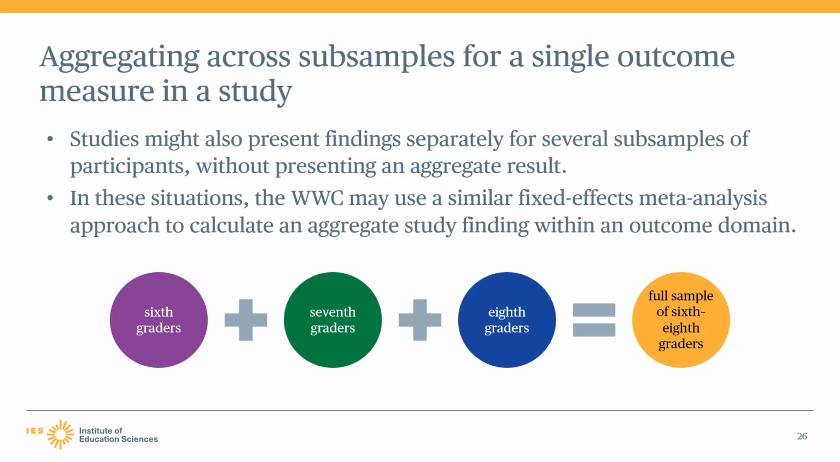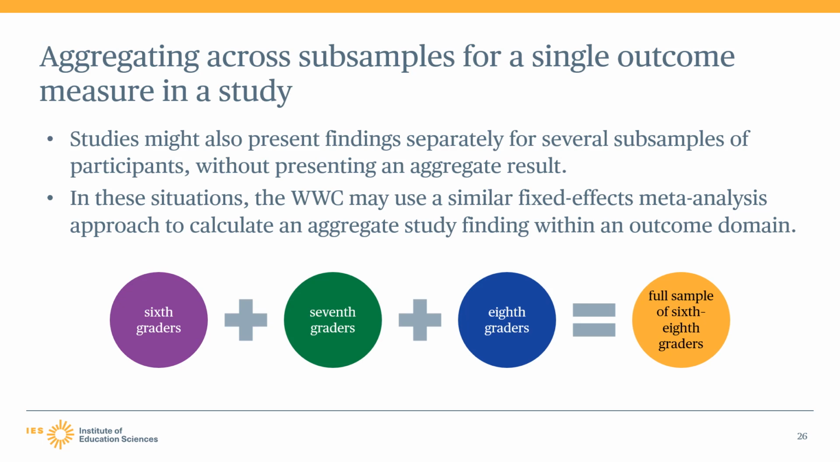The WWC also will use a fixed effect meta-analysis approach to combine findings across subsamples for a single outcome measure within a study. Studies often will present findings separately for several subsamples of participants without presenting an aggregate result that combines findings across all of those subsamples. For example, study authors may present results separately for students in 6th grade, 7th grade, and 8th grade, but they don't report findings for the full sample of 6th through 8th graders.